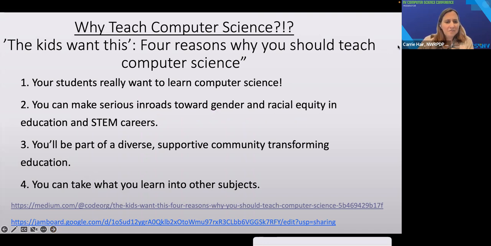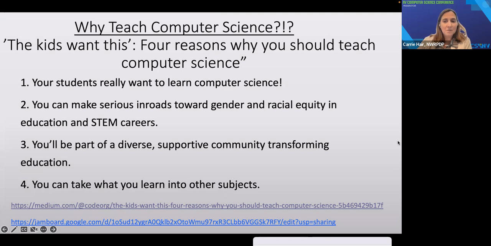This is an article basically from code.org. And it has 4 big ideas. It says your students really want to learn computer science. You can make serious inroads towards gender, racial equity, and education in STEM careers. You'll be part of a diverse, supportive community, transforming education. And you can take what you learn to other subjects. And I saw so many other subjects in there, and you can definitely take a lot of these ideas into your subjects, and then maybe be like me and jump into computer science if that's your passion.